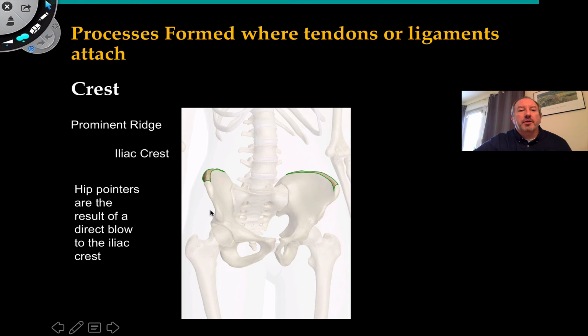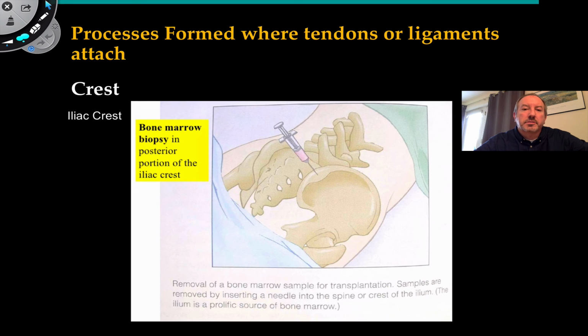Crest. So a crest is a prominent ridge. It's sort of like the crest of a mountain. A great example of that is the iliac crest right up here, which is the top of our hip bones. And you can actually feel that if you palpate the hip. And if you've ever had a hip pointer, which results from a blow to that crest, it can be rather painful.